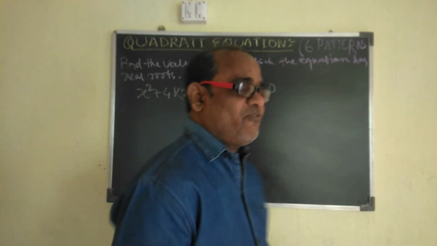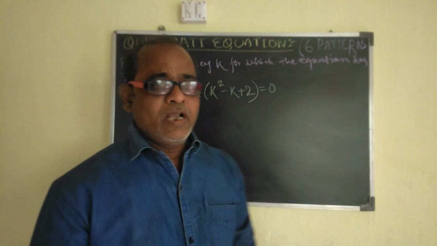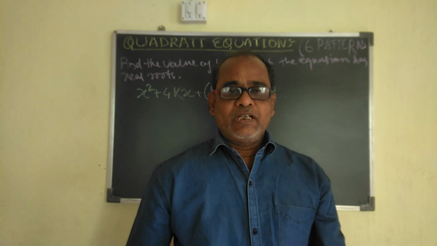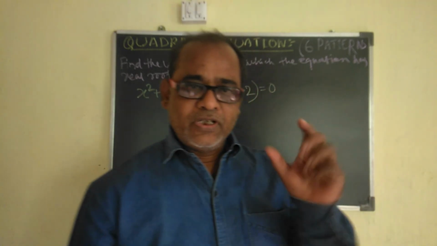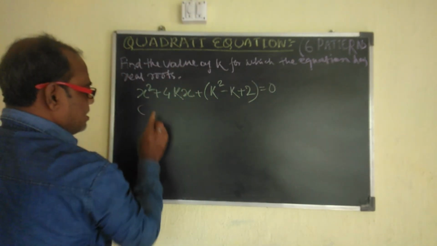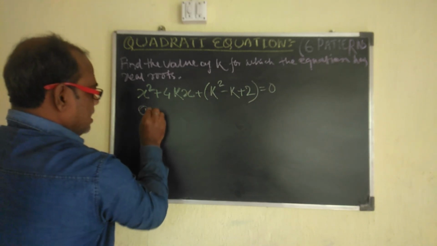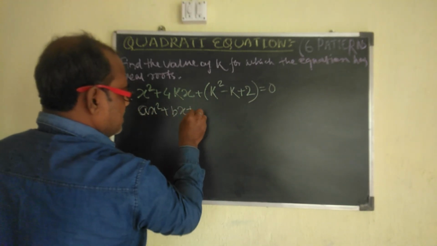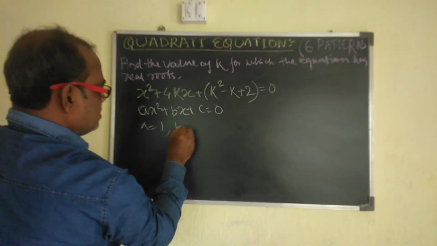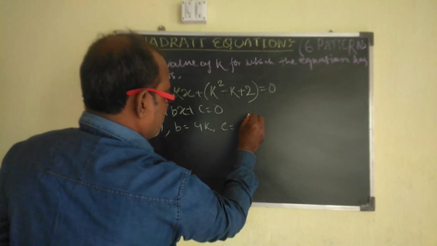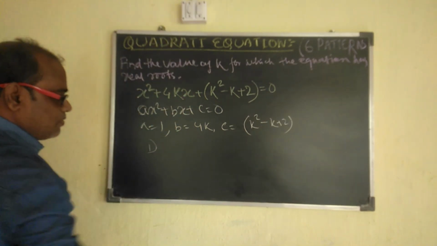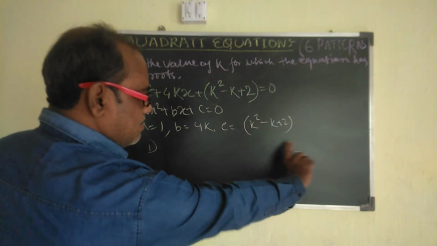The very first question is: find the value of k for which the equation has real roots. We know from the first part that if the equation has real roots, then according to Sridharacharya's rule, the discriminant D = b square minus 4ac must be equal to 0. Keep this in your mind. Comparing with the general equation ax square plus bx plus c equals 0, here a is 1, b is 4k and c is k square minus k plus 2.